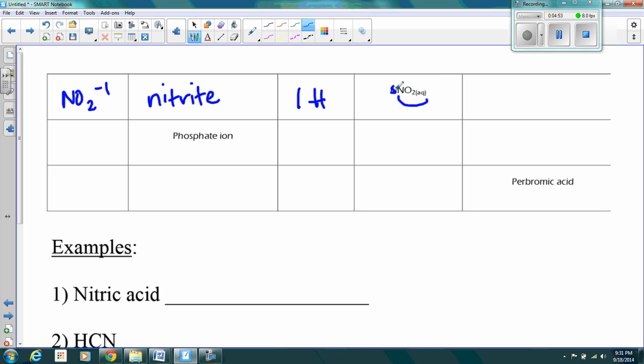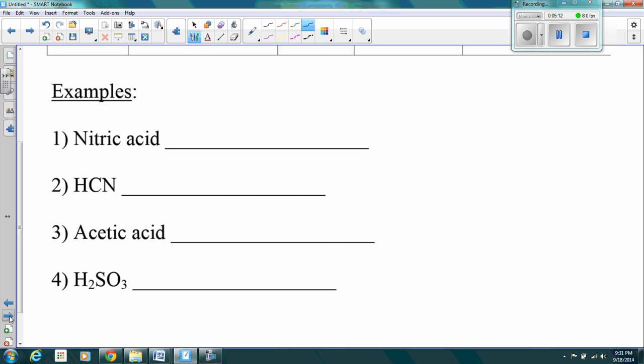And I know you can't see that anymore, but let's see if I can erase that. You can see that I have one hydrogen, so it's HNO2. Okay, then I look at ite. So if I look back, it's nitrite. Okay, grab this here.